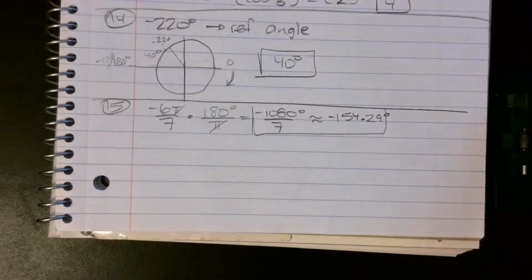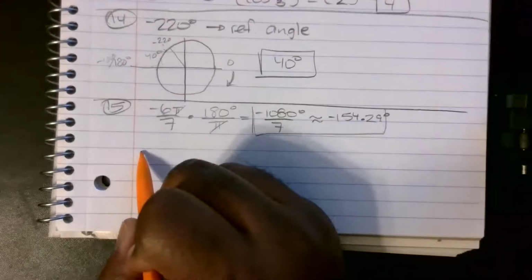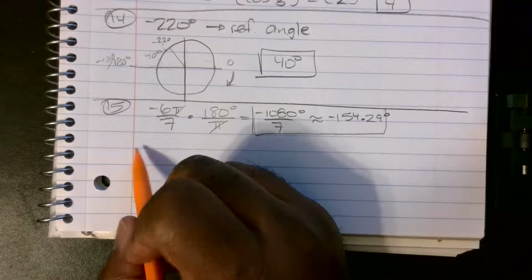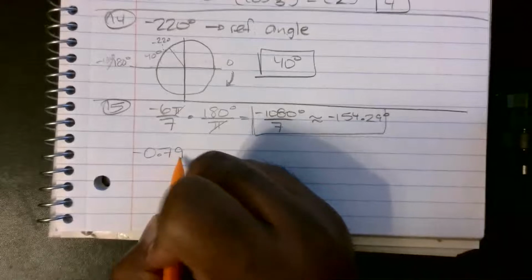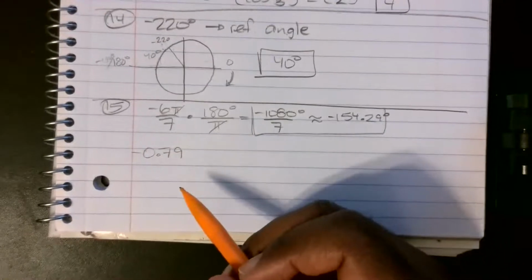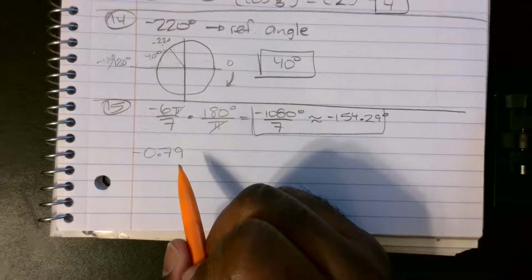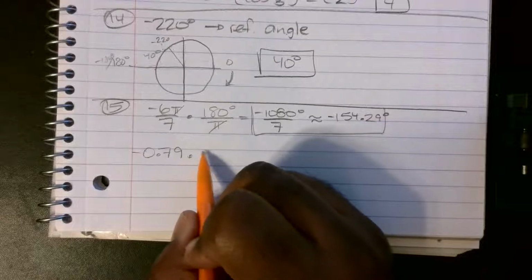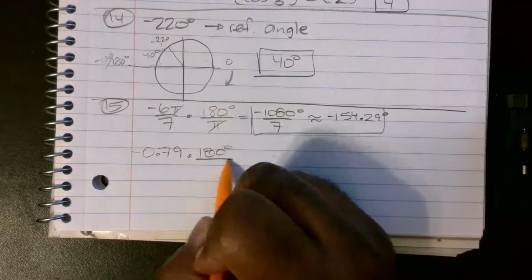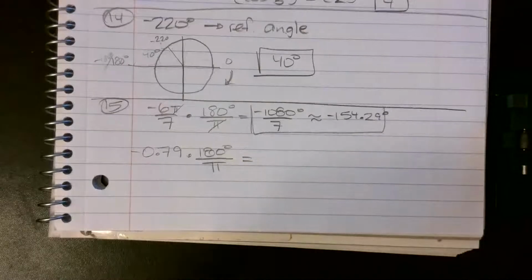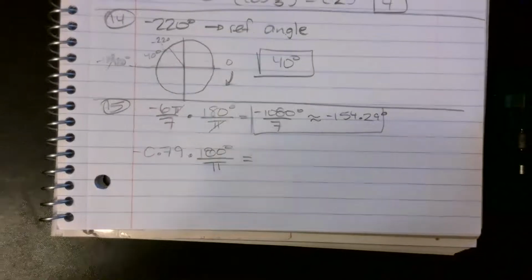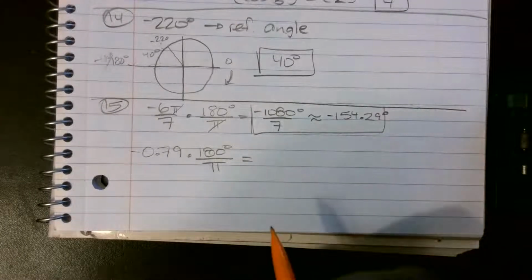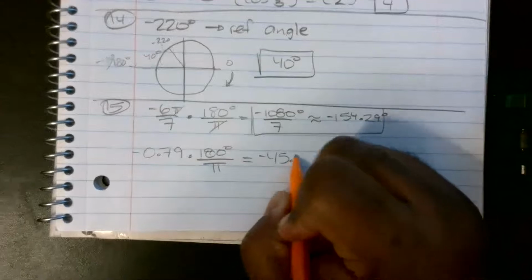Similarly, if I have negative 0.79 radians, I'm changing this from radians to degrees too, so I multiply by 180 degrees over pi. Then you just multiply negative 0.79 times 180 over pi, and I get negative 45.26 degrees.